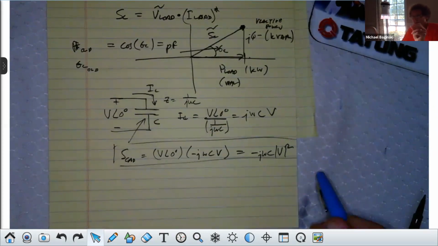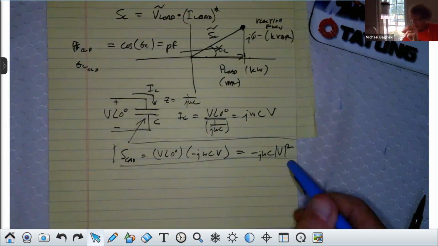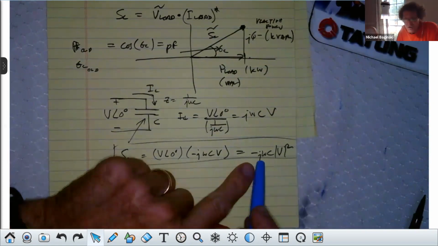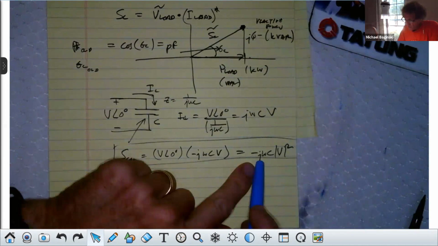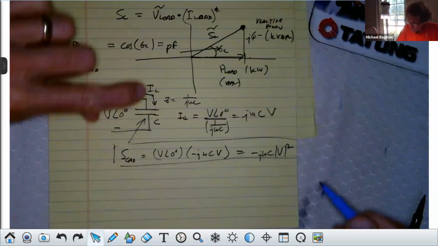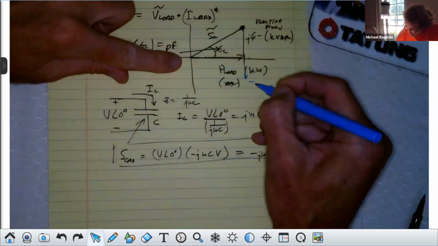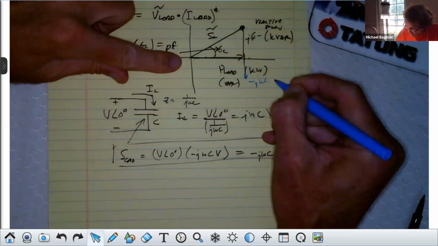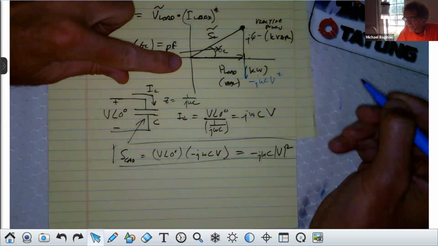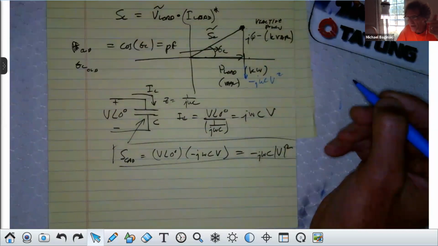Now, here's the deal, and this will get complicated if you don't listen. By adding this reactive power, you'll notice that minus J, right? So if we were to plot that and superimpose it here, it would be down here, wouldn't it? That'd be minus J omega C V squared, right? Everybody? How many see that?